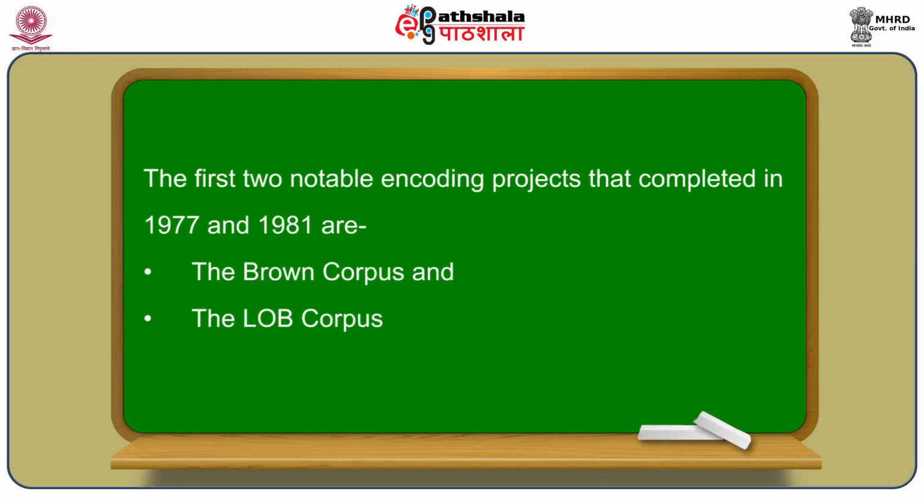Now we are referring to the early works of extratextual annotation. The first two notable encoding projects, completed in 1977 and 1981, are the Brown corpus and the LOB corpus. They are annotated. Each of these two corpora consists of about 1 million words, and these two texts carried extratextual annotation as well as intratextual annotation.